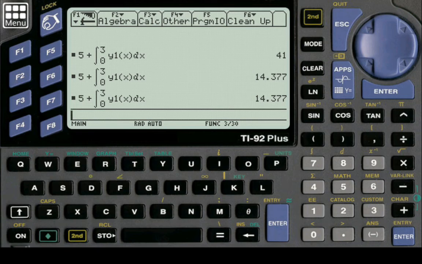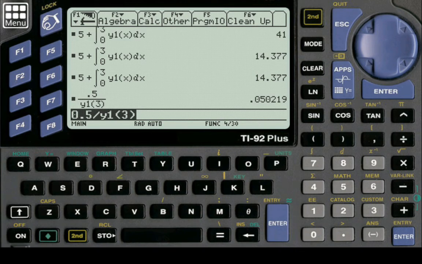I don't know if I like this ludicrous speed, but alright, 0.5 divided by y1 at 3. I'm going to leave ludicrous speed on unless it's messing me up. Okay, and we get about 0.050. That's it, right? There are no units here. Alrighty, let's take a look at part C.